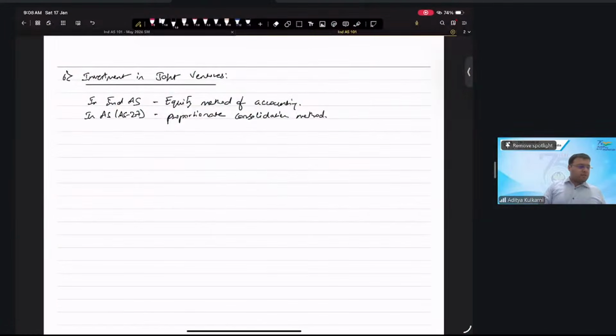So that was about investment in joint ventures. Basically, we remove what was happening under AS from the balance sheet, and we take the differential in the cost of investment. Always remember, we need to remove the goodwill as well. Okay. So basis that, let us come to a question.